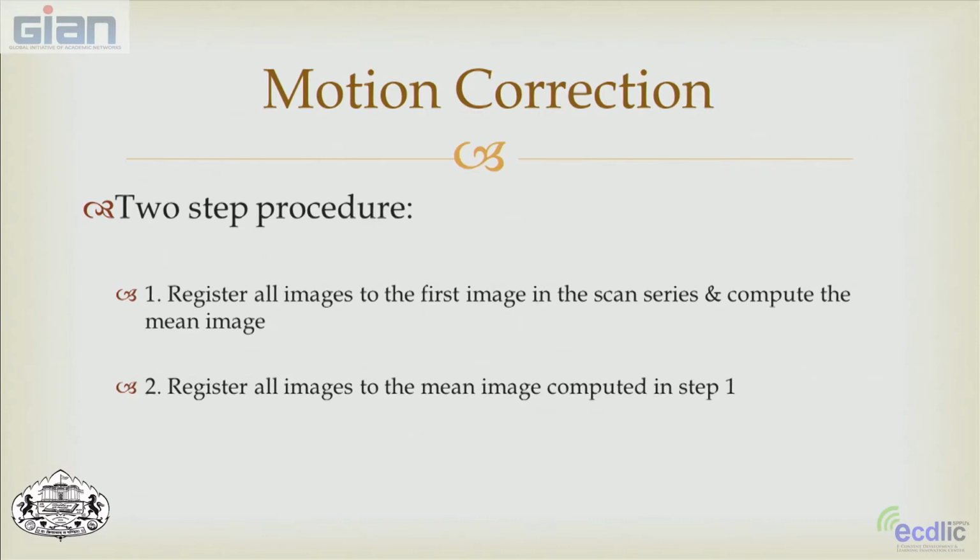And then our second step is to go back and register each image in the series again to this mean image. So again, we take the first image, we line all the images up to it as best we can. Then we compute a mean, and then we line all these images up again to the mean image. Now, this two-step procedure is not necessarily done in all cases of fMRI studies, but this is an option we have in our program. So we use this two-step procedure just to be on the conservative side so that we have adequate motion correction.